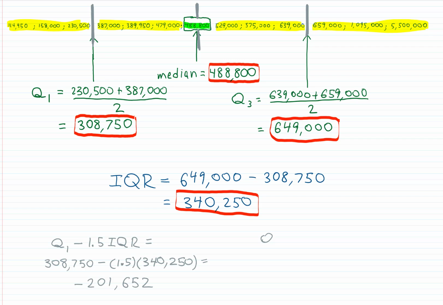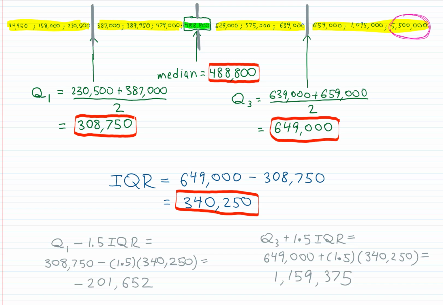So I'm going to do quartile 3 plus 1.5 times the interquartile range. So that's going to be 649,000 plus 1.5 times 340,250, and that equals 1,159,375. So are there any numbers bigger than that? Yes, there are, aren't there? This one right here. So I suspect that that number is an outlier. Now, what do you do with that information? We'll talk about later.